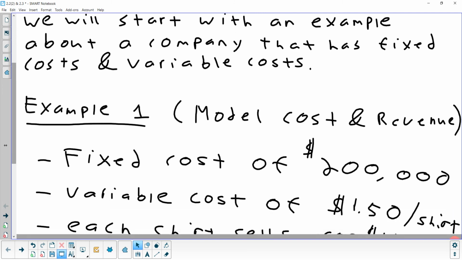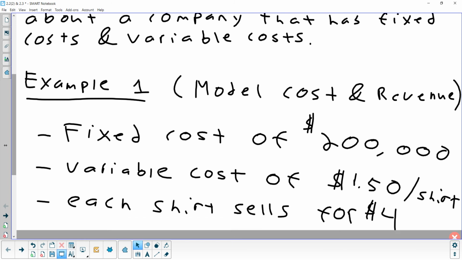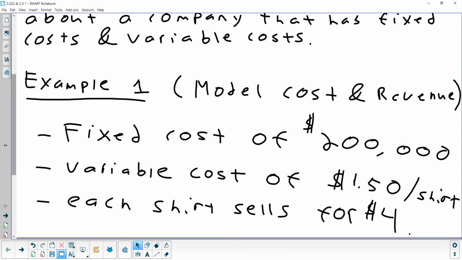Now, the variable cost is going to be how many shirts this company makes. It costs them $1.50 for every shirt that they design and create. Maybe that includes the cost to buy the blank white t-shirt and then to print on it. Whatever they do to it, it costs them $1.50 to make their product, and then they sell it for $4. So they're selling it for more than it costs to make it. So eventually they'll make money, but this fixed cost of $200,000, that's a big investment up front.